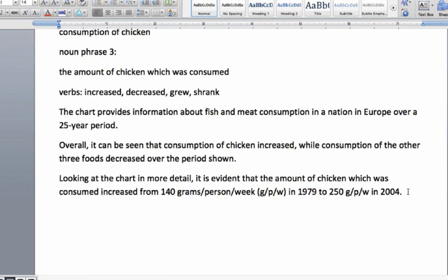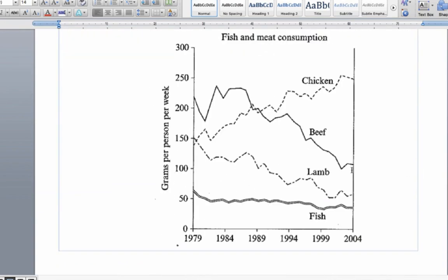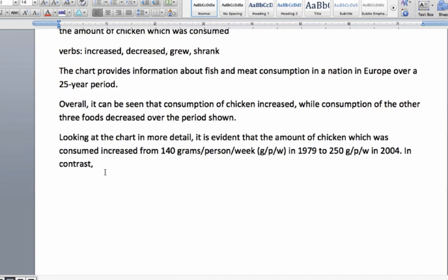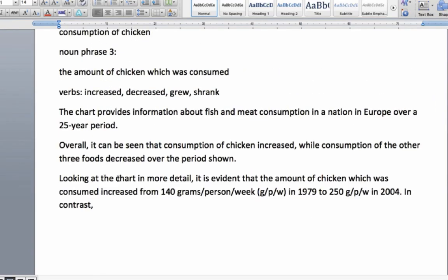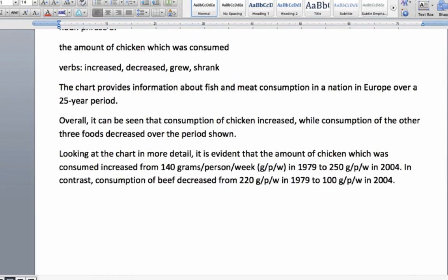Great. And then you just do the sort of same thing again and again, but we want to make it a little bit better. We'll put some linking language. You see, chicken increased, beef decreased. So let's say in contrast. And then subject of the sentence, consumption of beef, main verb. And that's how easy it is.